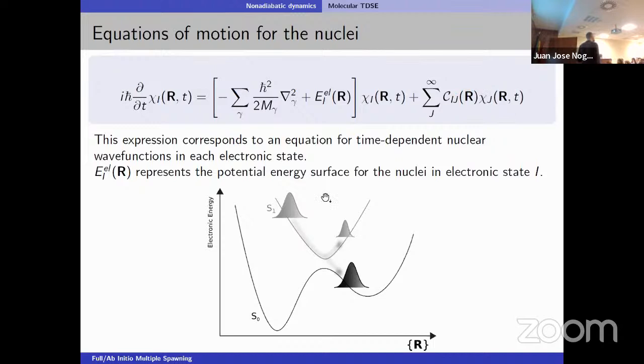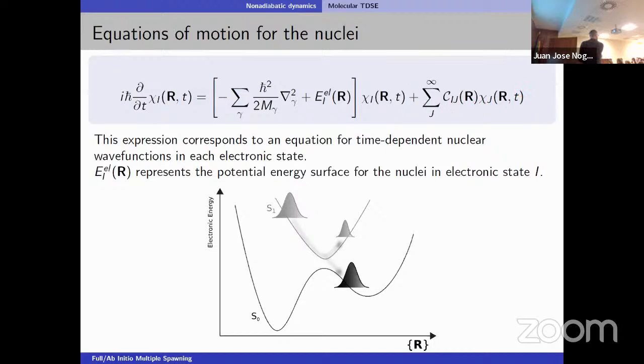So what is really important to realize at this point is that this equation is for one of these nuclear wave functions, the nuclear wave function associated to the electronic state capital I. Now, it means that we have exactly the same equation for chi j, chi k, and so on and so on. So one equation for each nuclear wave function on each electronic state, and they are all coupled together, as you can see here, because this term depends on all the other chi j's.